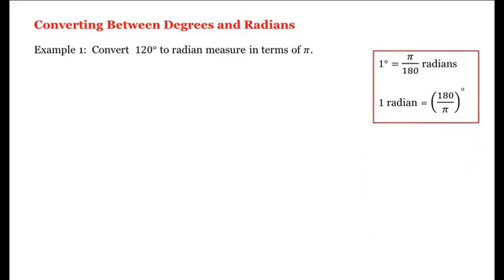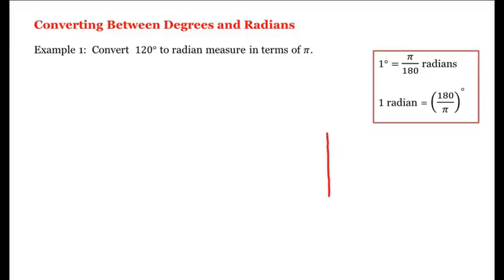Let's look at converting between degrees and radians. For example, let's convert 120 degrees to radian measure in terms of pi. Now we have the following conversion formulas: 1 degree is equal to pi over 180 radians, and 1 radian is equal to 180 divided by pi degrees. Before applying these, though, let's take a minute to think about why they're true.